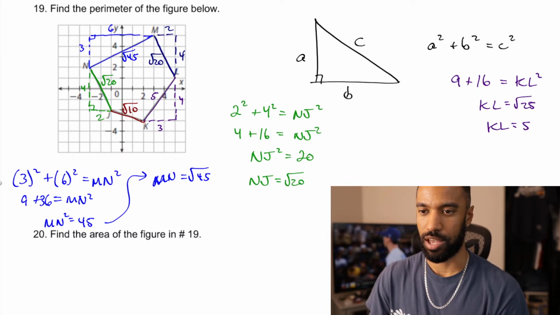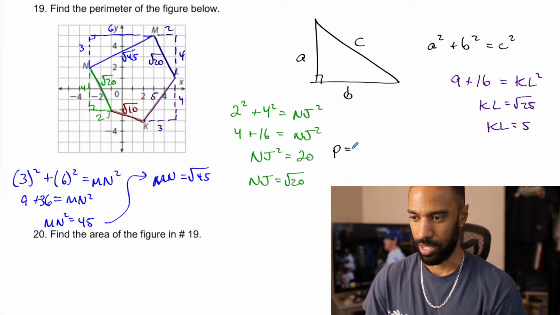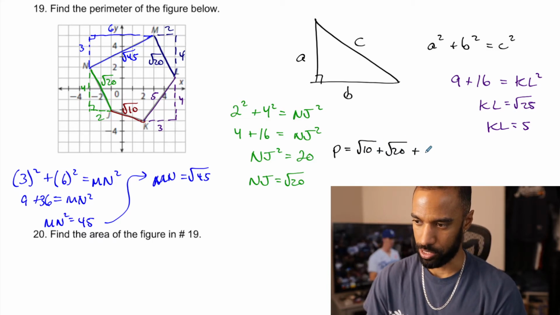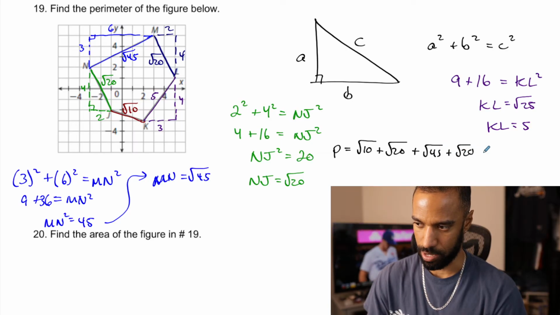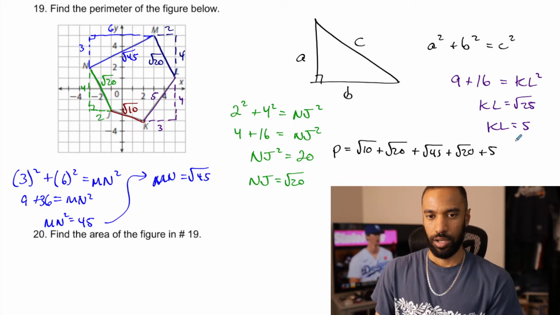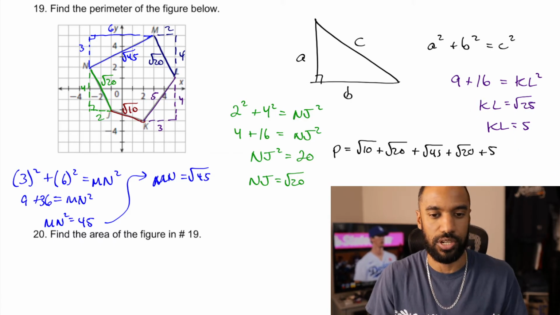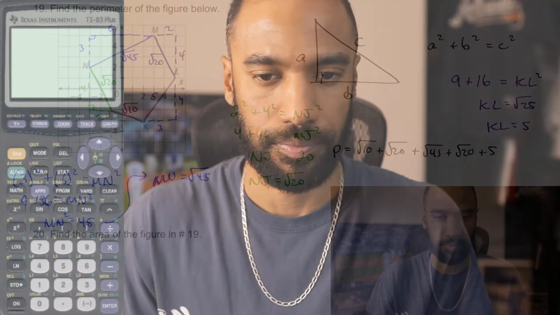Now we need the perimeter based off of that. We have them written. So the perimeter is root 10 plus root 20 plus root 45 plus root 20 plus 5. Remember, you don't actually add the 10, 20, 45. You take their square roots and then you come up with those. So root 10, that's a little more than 3, plus root 20, that's somewhere between 4 and 5, about 4.5, plus root 45, that's a little under 7, plus root 20, another 4.5-ish, plus 5.